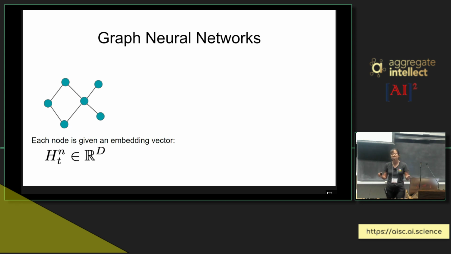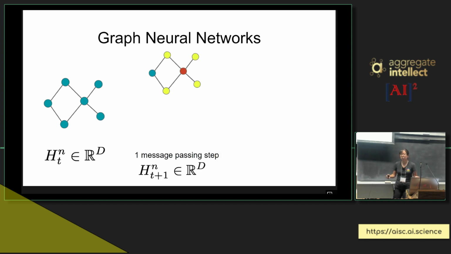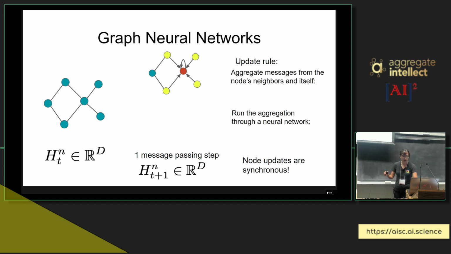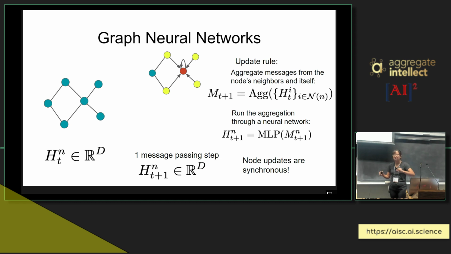Now what we're going to do is run message passing steps. A message passing step is the central unit of computation in a graph neural network. In the first message passing step, we'll focus as an example on this red node here. This red node is going to take in messages from all of its neighboring nodes shown in yellow, where the messages are the node embeddings of its neighbors. It's also going to take in a message from itself, which is just its own node embedding.